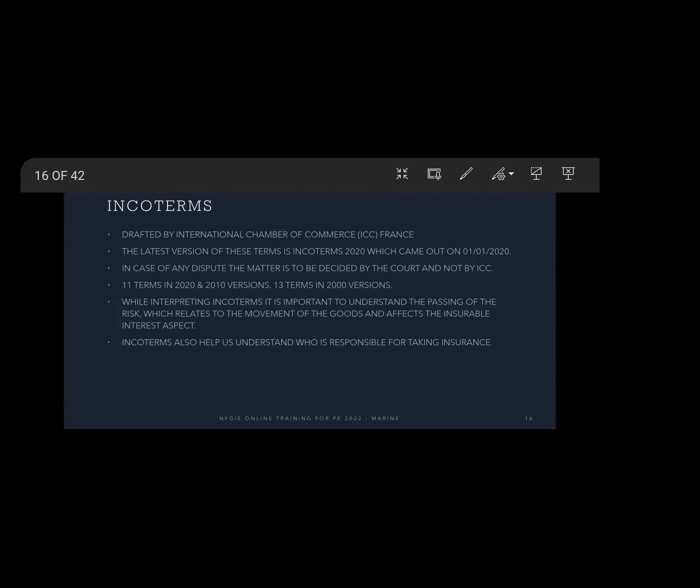While interpreting the Incoterms, it is important to understand the passing of the risk, which relates to the movement of goods and affects the insurable interest as well. Incoterms will also help us understand who is responsible for taking the insurance.